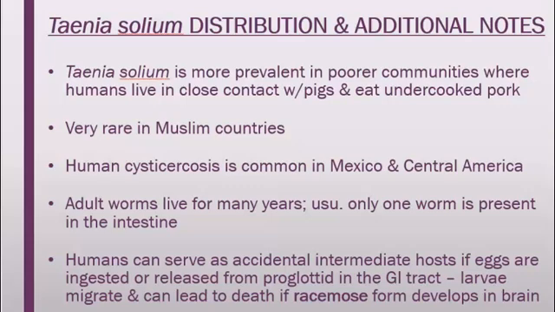Humans can serve as an accidental intermediate host if the eggs are ingested or released from the proglottid inside the GI tract. The larvae can migrate and lead to death if the racemose form develops in the brain or the cyst form from T. solium develops in the brain.